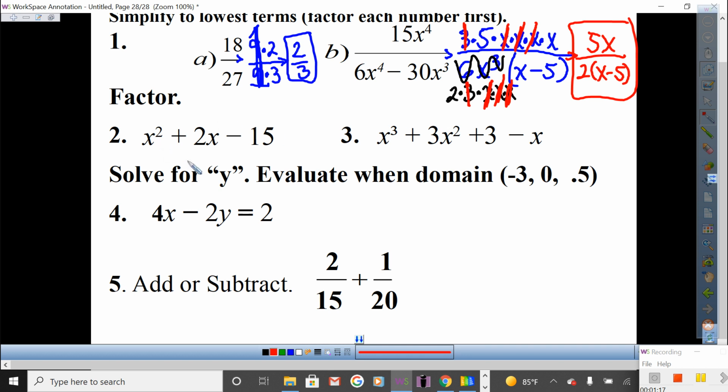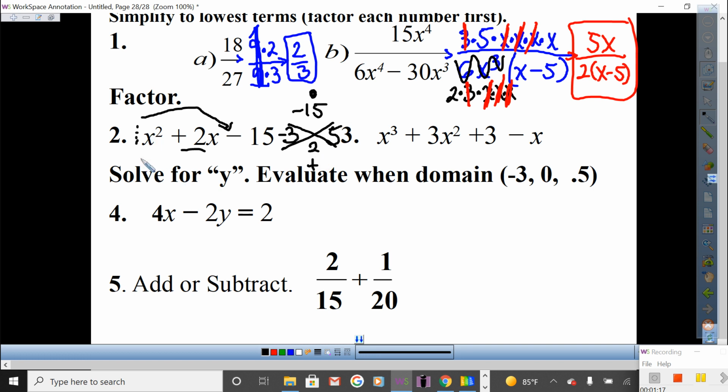Number 2. So for number 2, we know that we check for standard form, right? And then we check for GCF. There is none. So my leading coefficient is 1 times -15 is -15. The middle term is 2. So factors of -15 that add to give us 2, and that is -3 times 5. What is -3 times 5? -15. -3 plus 5 is 2.